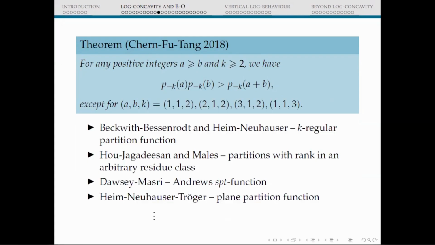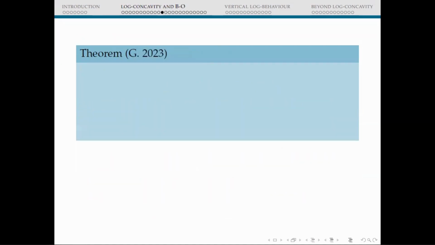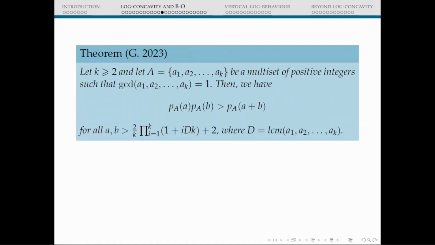And for many more partition statistics, we have many similar results. So in the case of the A-partition function, we have a natural situation, namely, it's enough to assume that the greatest common divisor of A is equal to 1. If that is the case, then we have this inequality. And here also we have this not very beautiful number as a lower bound for A and B, which follows from this approach I mentioned before.